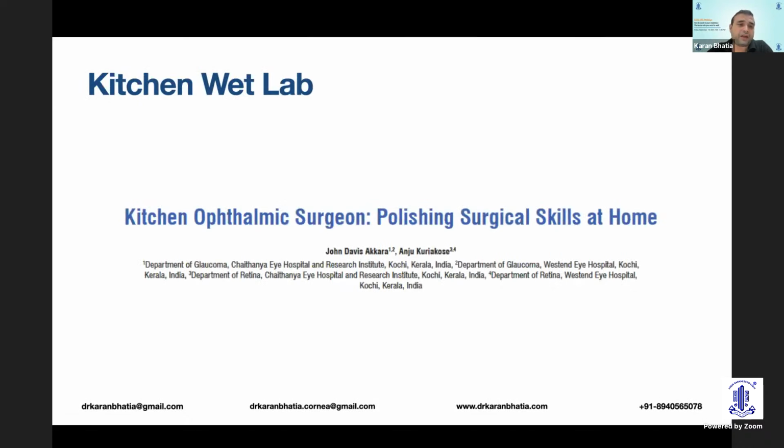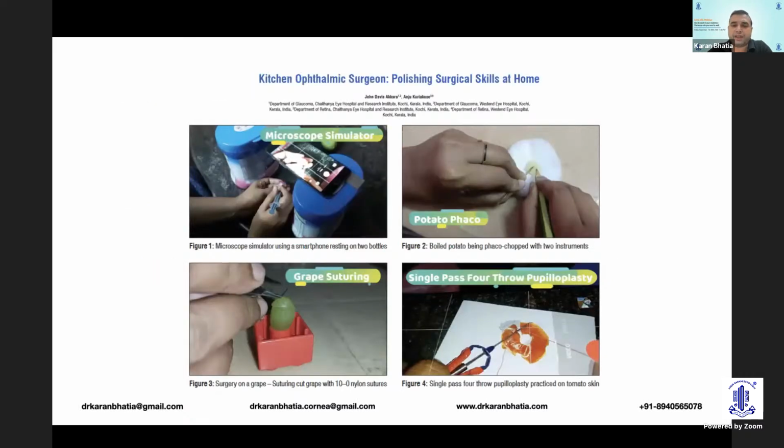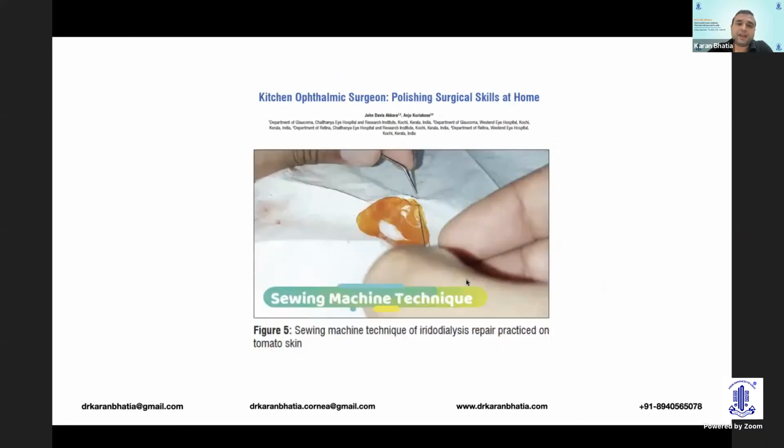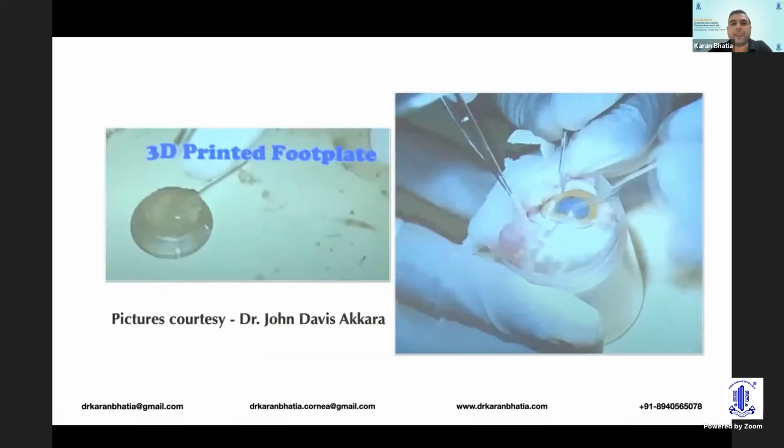This is a beautiful article by Dr. John Davis and Anju Kuriakose, where in the COVID time they set up their kitchen as a wet lab. Here, figure 1 shows a microscope simulator using a smartphone resting on 2 bottles. They used boiled potato where they practiced phaco. They're suturing on a grape over here. They're doing a single pass four-throw pupilloplasty on a tomato skin. And again, they're using the sewing machine technique for iridodialysis repair on a tomato skin.